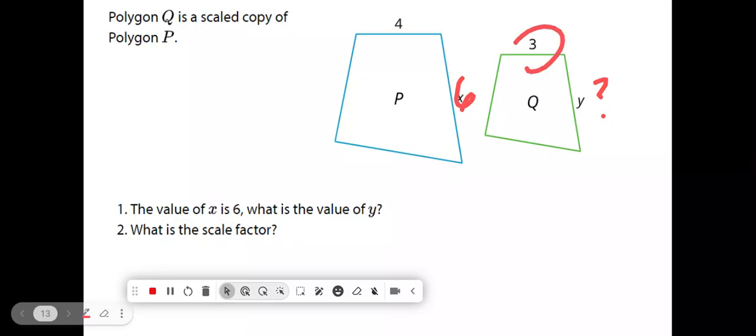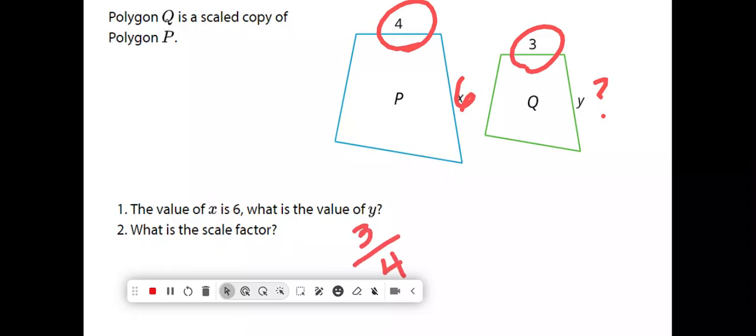For me, it's easiest to figure out the scale factor first. I take a pair of sides that I know, one from each shape, and I grab the new guy divided by the old guy. And that scale factor, if I grabbed a calculator, is 0.75 or 3/4.